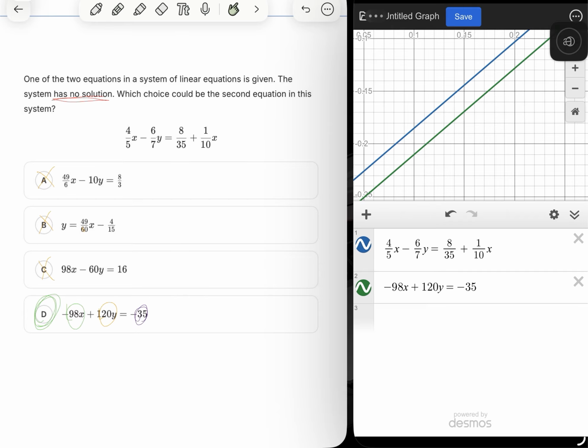So hopefully that made sense. You could use the Desmos method, in my opinion, it is much easier. But I showed you the first method because you also have to know the mathematical way of solving it. You shouldn't rely on Desmos too much.